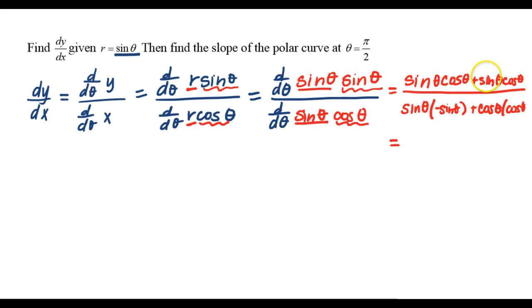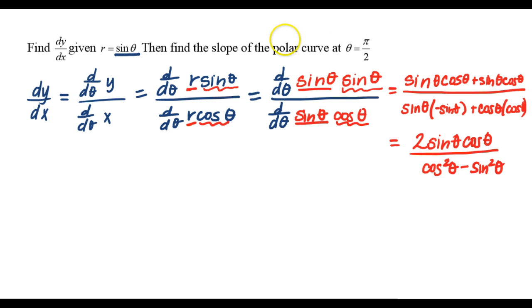We can do a little combining. On the top, I have 2 sine theta cosine theta. And in the denominator, I'll write this as cosine squared theta minus sine squared theta. So this is pretty much as simplified as it can get. If I really wanted to, I could apply the double angle identity here and combine this numerator, but that's unnecessary. This here is dy/dx.